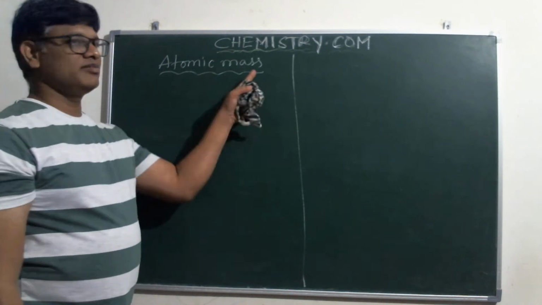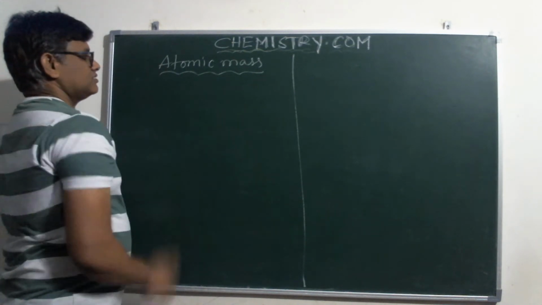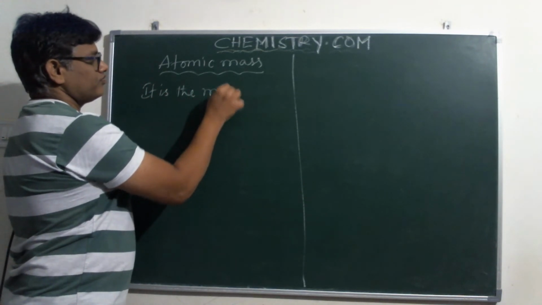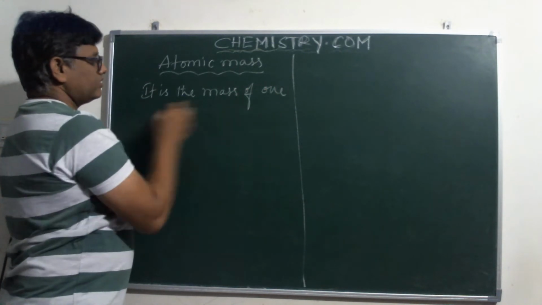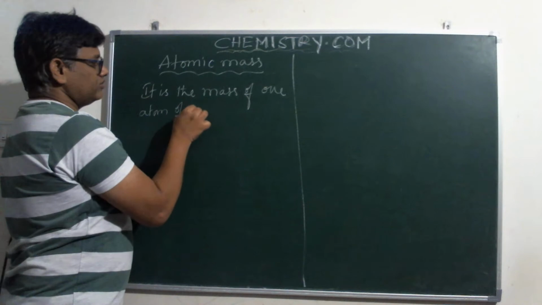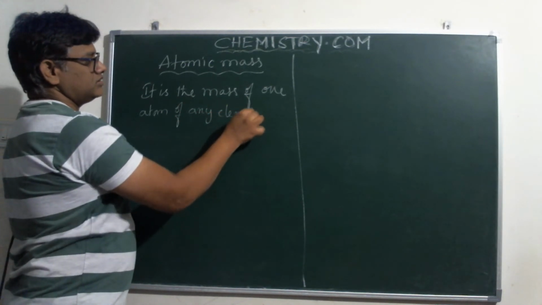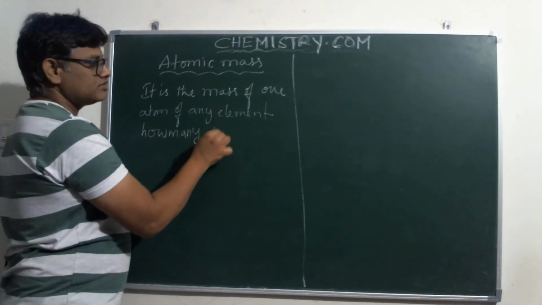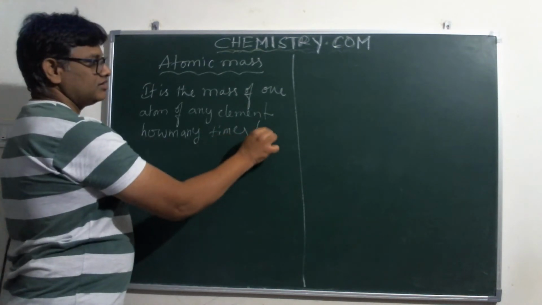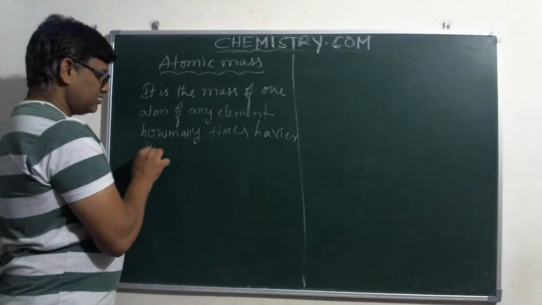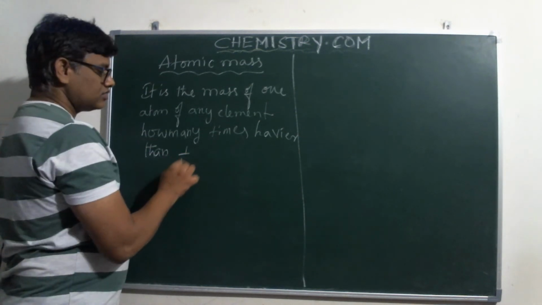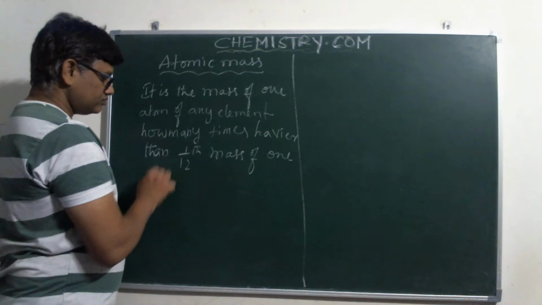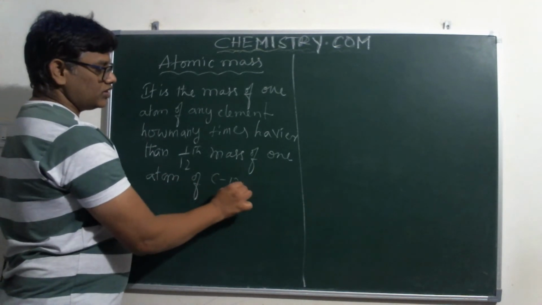Let's discuss atomic mass. Atomic mass is the mass of one atom of any element, how many times heavier than 1/12 mass of one atom of carbon 12 isotope.